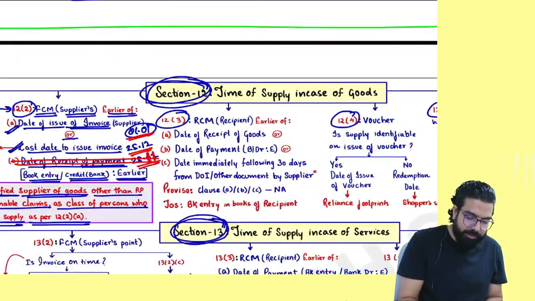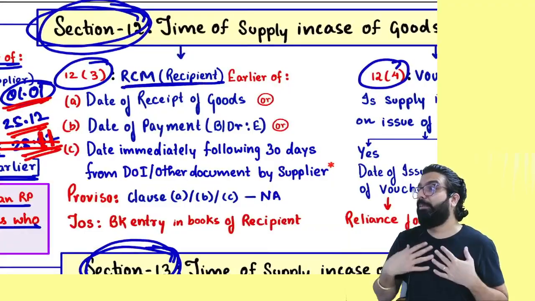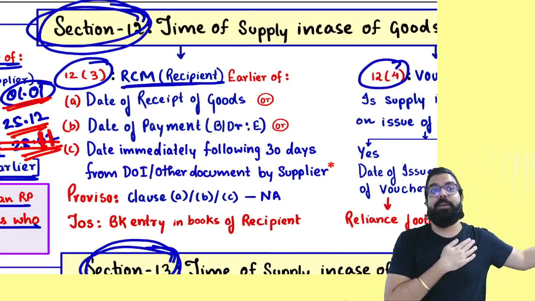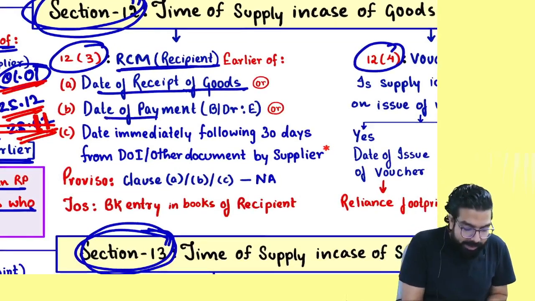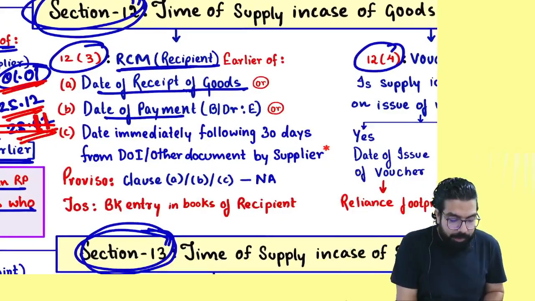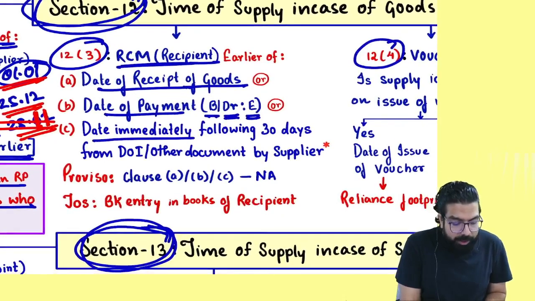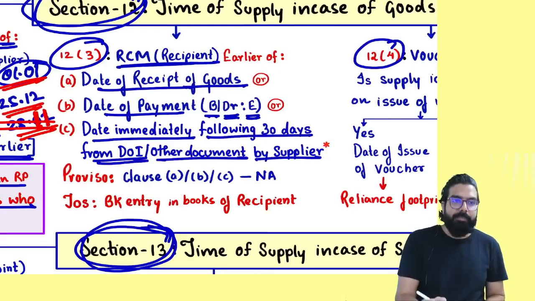The next one over here is RCM. Suppose an agriculturist supplied me BD leaves. I have to pay GST under RCM. When? The date of receipt of goods or the day I made the payment, book entry or debit, whichever is earlier, or the date immediately following 30 days from the date of invoice or other document by the supplier.